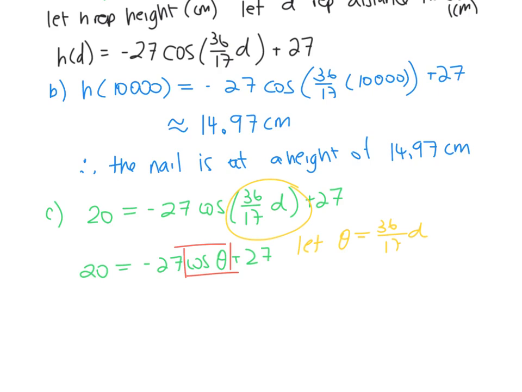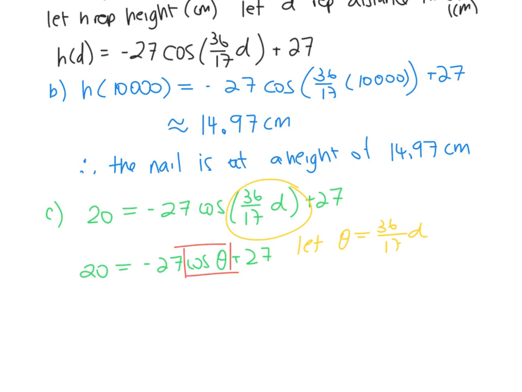So I want you to pause the video here, and I want you to isolate for cos theta, solve for theta in the 2 quadrants that match its ratio, and then come back to check your work. And if you want to try to complete it fully, once you've solved for theta, you can try to solve for d as well. So pause the video, try your best, and then come back to check your work.